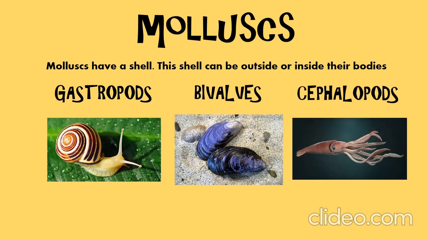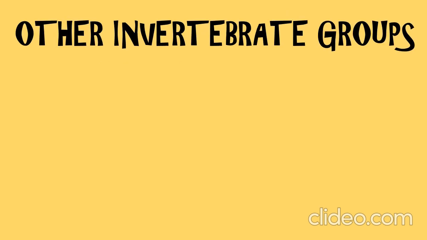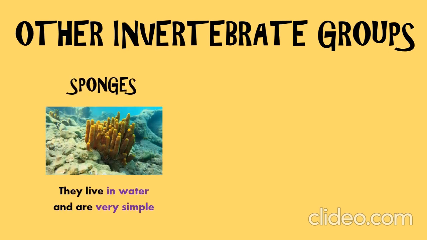And finally, we've got the cephalopods. The cephalopods, like the squid or the octopus, have got the shell inside their bodies. And finally, we've got other invertebrate groups. The first group I'm going to talk to you about are the sponges. The sponges live in water and are very simple.